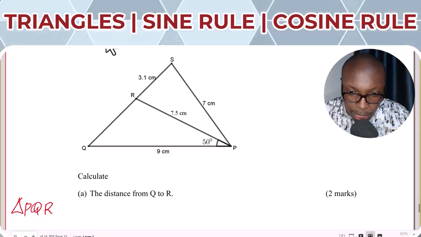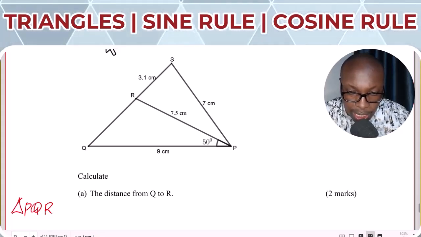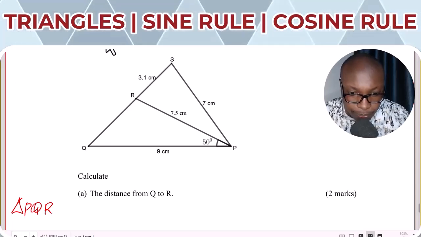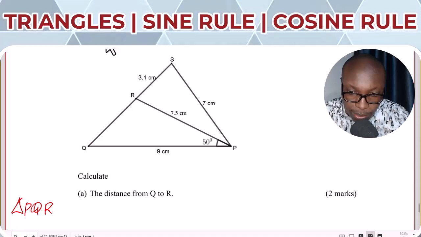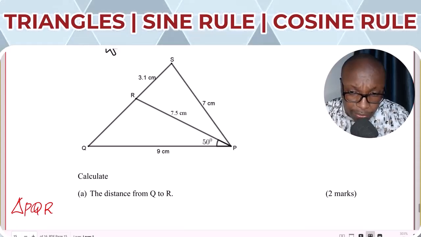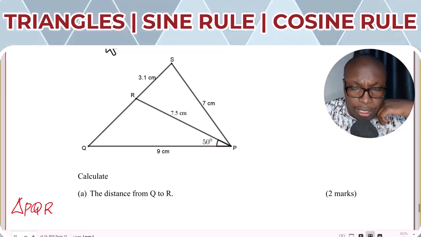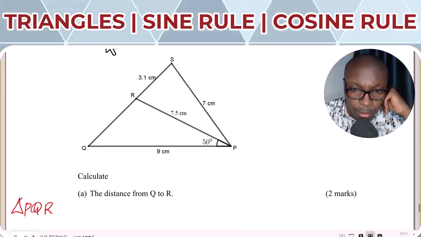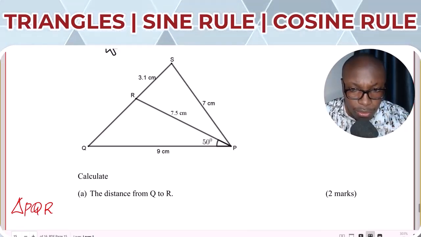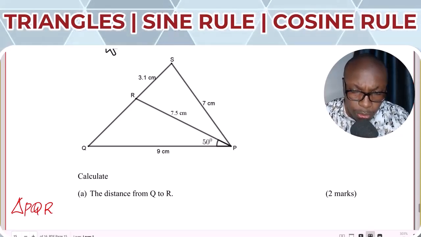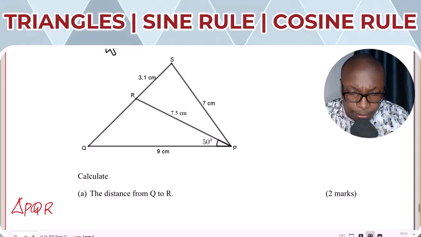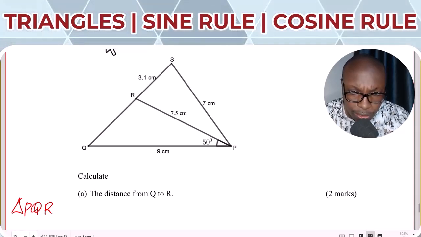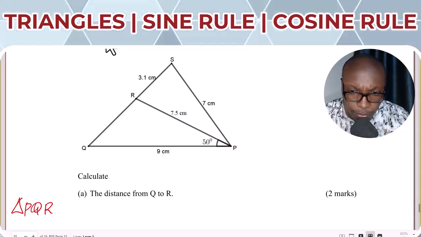Now, in triangle PQR, you're given 2 sides and an included angle. The 2 given sides are PQ, which is 9 centimeters, and PR, which is 7.5 centimeters, and an included angle, which is 50. Now, in this case, you need to think on all the methods that you can use to solve the triangles. Of course, you're not going to use the trigonometric ratios because you don't have a right angle triangle anywhere here. Think of the sine rule, think on cosine rule.